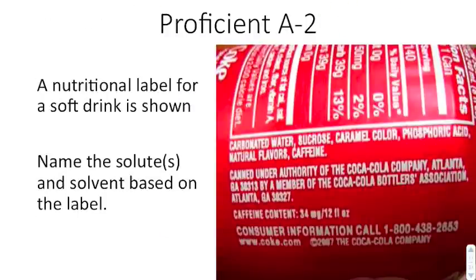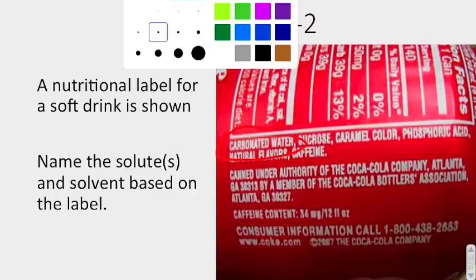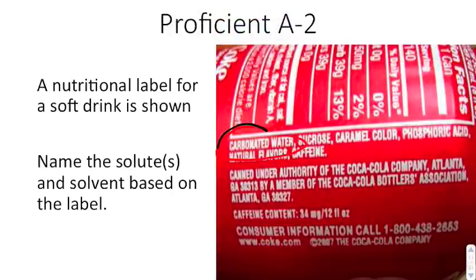It says a nutritional label for a soft drink is shown. Label the solute and the solvent based on the label. So the first thing you want to do is look at the main ingredient. The main ingredient, remember, is going to be the solvent. So let's change the color real quick so we can actually see what that looks like. You see the number one ingredient there is carbonated water.